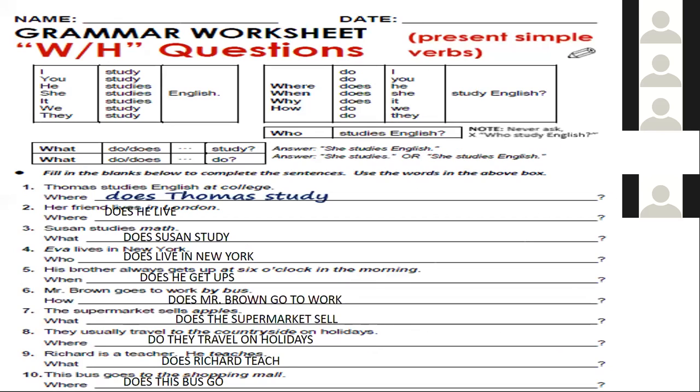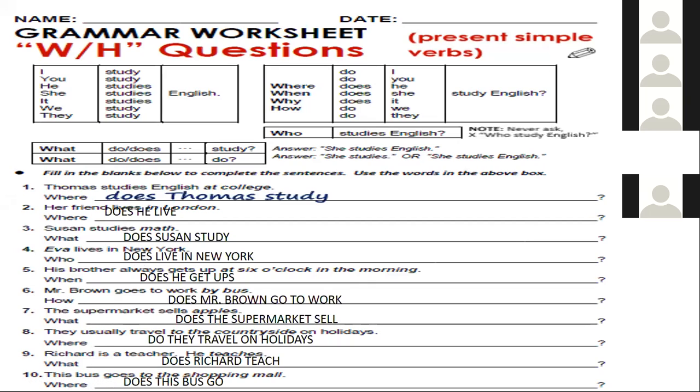Okay, now you know how to ask questions using WH words in simple present tense. Ahora ustedes ya saben cómo hacer preguntas utilizando las WH words, ¿verdad? El presente simple, que ya sabemos que para he, she y it utilizamos el auxiliar does para hacer preguntas. Y cuando es negativo, también decimos doesn't, does not, ¿verdad? Okay, very good.